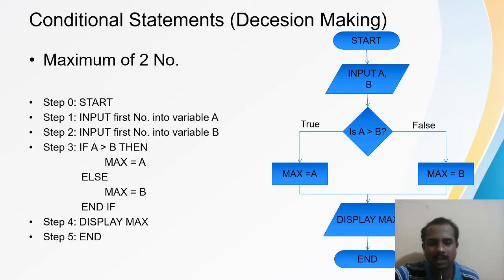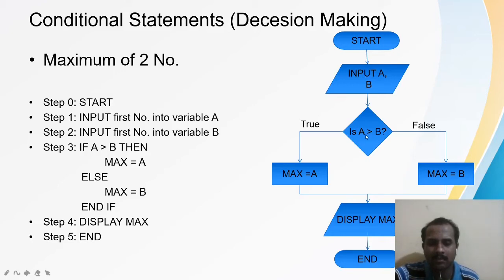Afterwards, step 3, you are going to compare whether A is greater than B. If A is greater than B, then I am going to write max is equal to A. If it is not the case, then I am going to write max is equal to B. Afterwards, I am going to display the max and end. So start, input A comma B. Afterwards, what am I making?